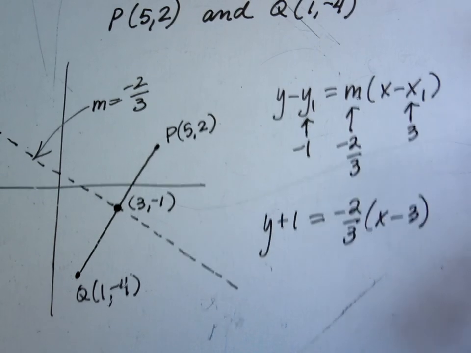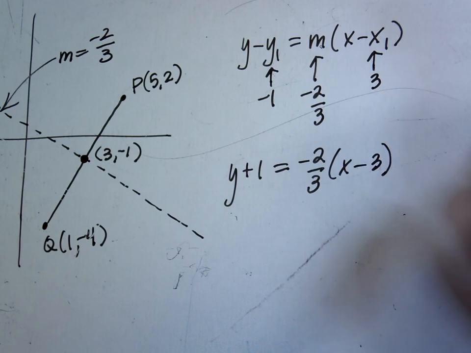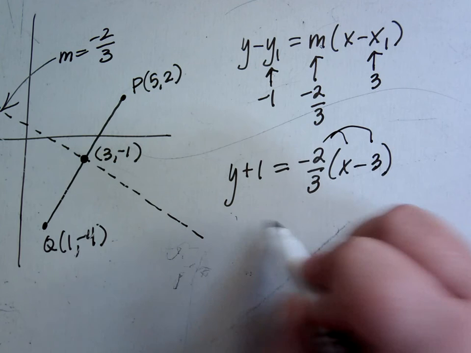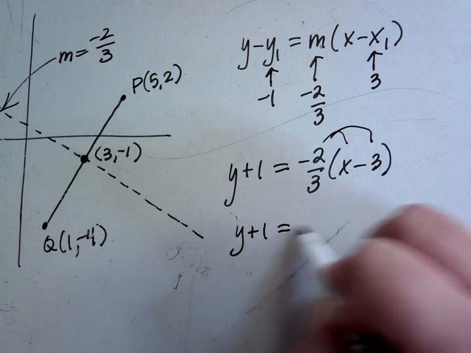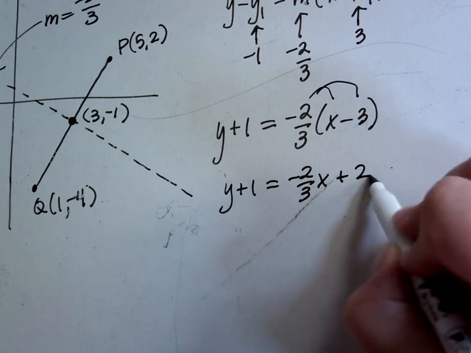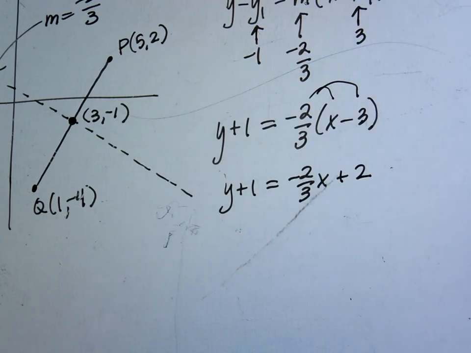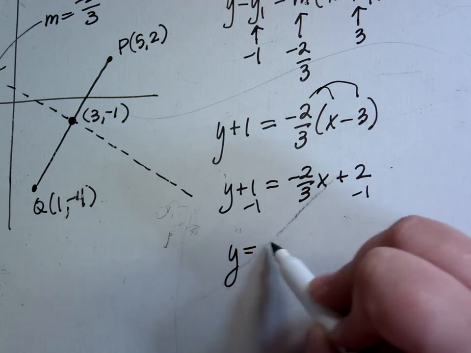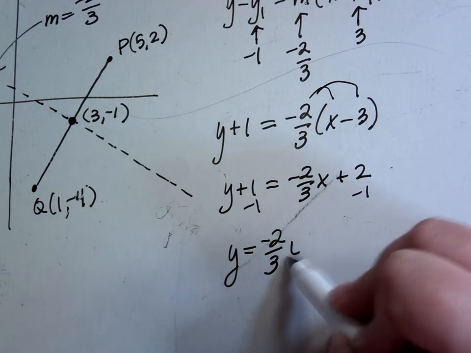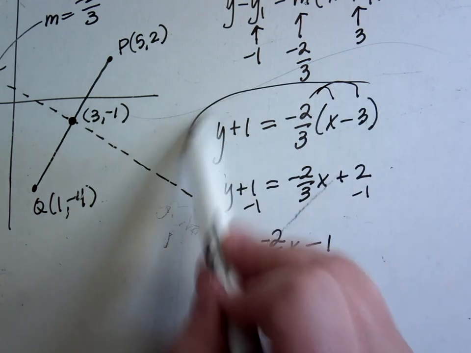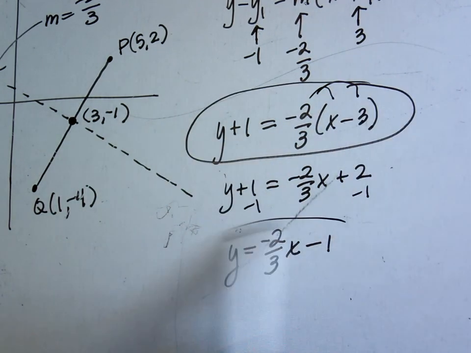If I wanted to do it in slope-intercept form, I can easily do it now. I'm going to distribute this: y plus 1 equals negative 2/3 x plus 2, because negative 2/3 times negative 3 is positive 2. Subtract 1 from both sides, and I get y equals negative 2/3 x minus 1. So you could have it in point-slope form or slope-intercept form.